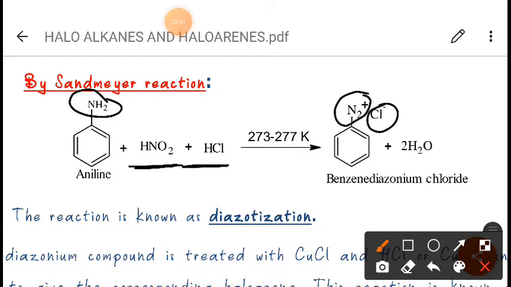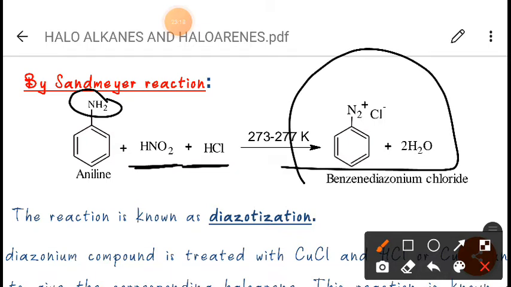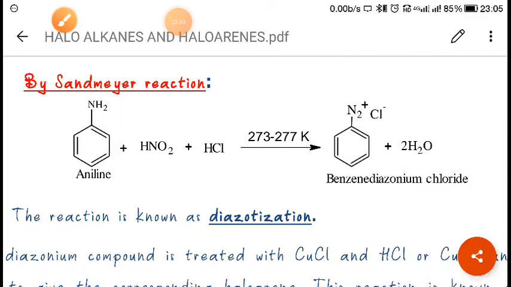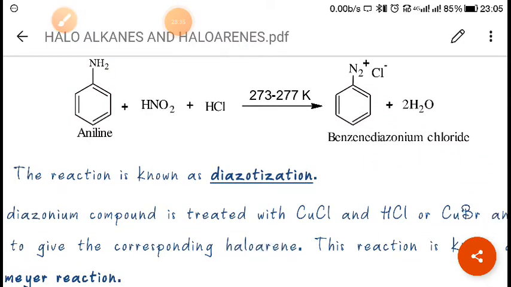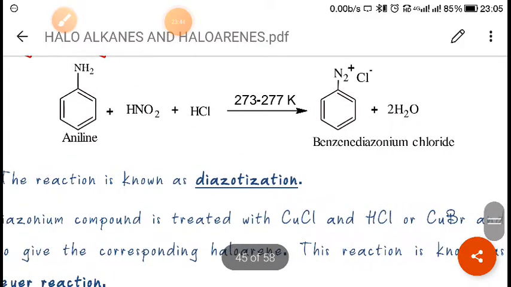Now this Cl, the halide which forms here, will come here, as you can see. This type of product is called benzene diazonium halide, right? After that, in this benzene diazonium chloride or halide, we will use Cu2X2 or CuCl. So we have got benzene diazonium chloride.